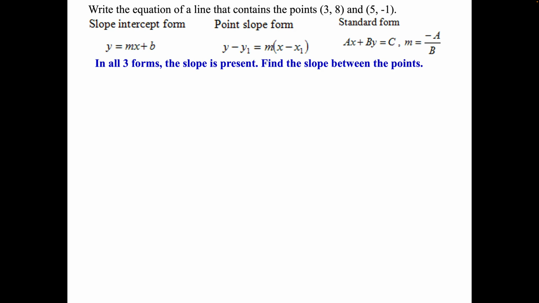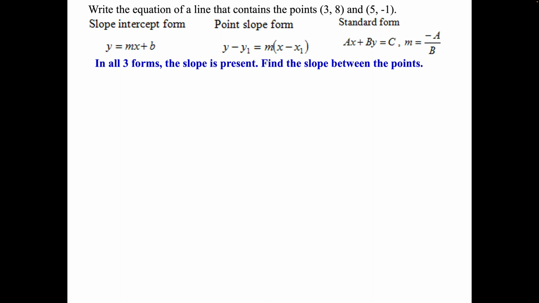Okay, next, you have to be able to write the equation of a line when given 2 points or any other piece of information. Now, we just discovered that we have 3 different forms of the equation of a line that we can use. All right, so I'm going to do all 3 forms. In all 3 forms, you need the slope, and you're going to need a point.